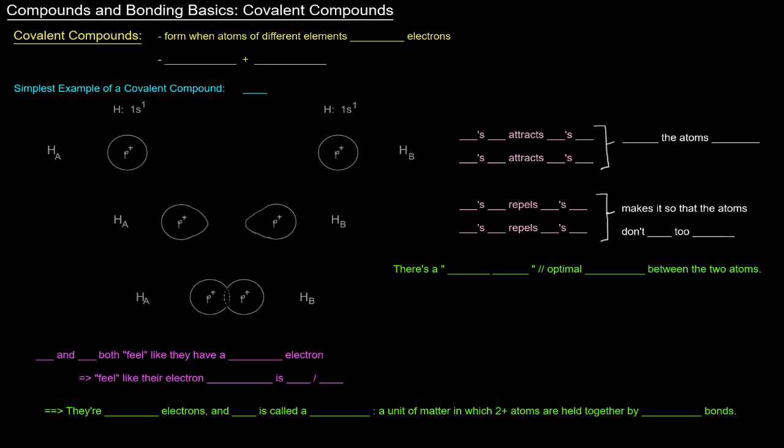So next up, we've got covalent compounds. Now, covalent compounds form when atoms of different elements share electrons. Okay, and these electrons are specifically shared between nonmetals. So in a covalent compound, we'll have a nonmetal bound to another nonmetal.